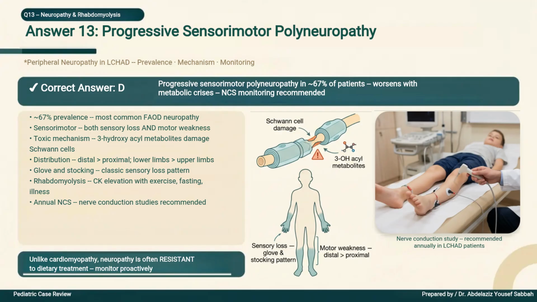The distribution is distal more than proximal, and lower limbs more than upper limbs, producing the classic glove and stocking pattern of sensory loss. Rhabdomyolysis can also occur, with creatine kinase elevation triggered by exercise, fasting, or illness. Annual nerve conduction studies are recommended for monitoring. An important contrast, unlike the cardiomyopathy, which often responds to dietary treatment, the neuropathy is frequently resistant to dietary treatment, so it must be monitored proactively. This is why options A and C are incorrect.